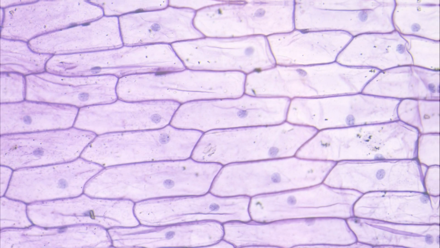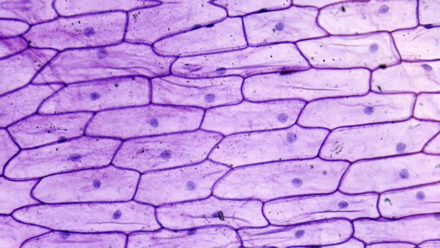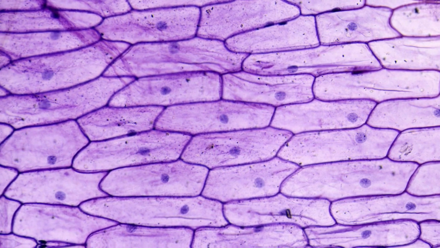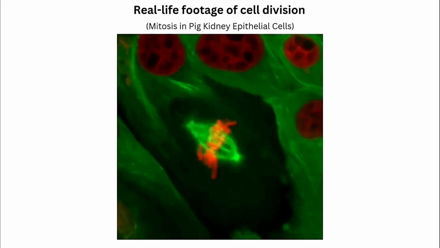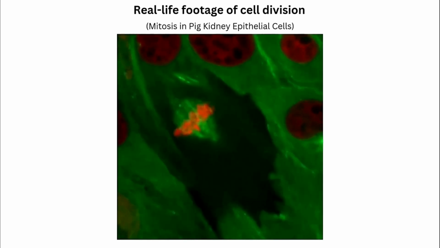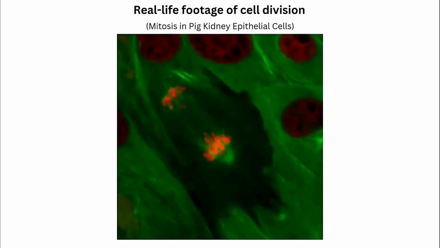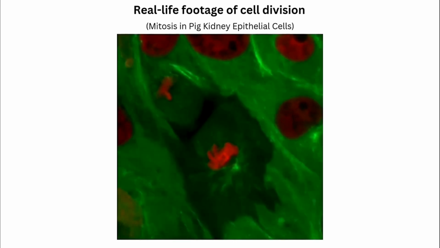Maintenance. Regular cell turnover in various tissues keeps them healthy and functional, vital for an organism's longevity. Mitosis is a remarkable biological process, both visually captivating and functionally essential. Its precision and complexity ensure that genetic information is faithfully passed from one generation of cells to the next.